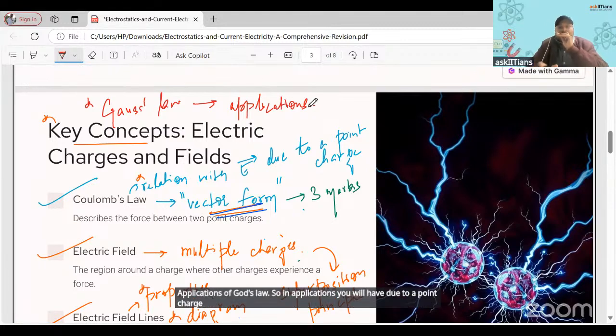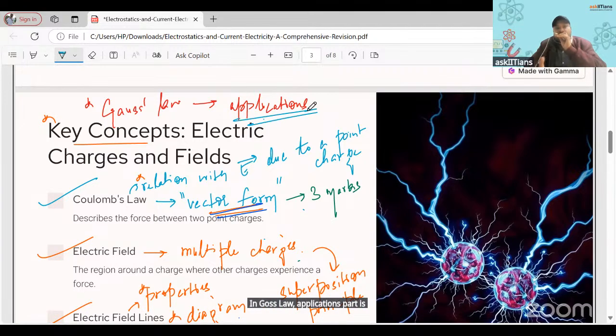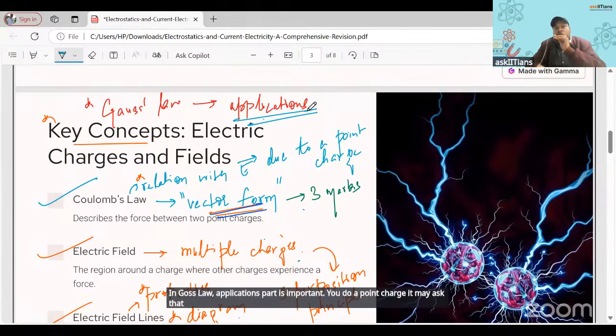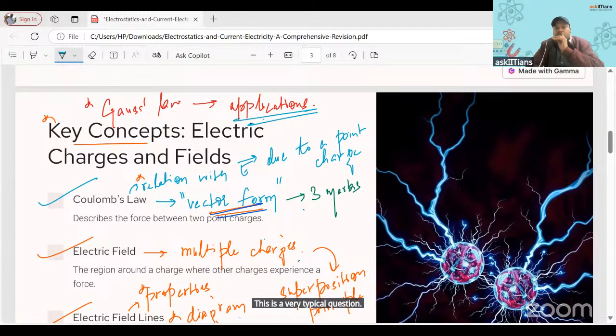I'm just writing it. I'll be sharing the syllabus also, with the applications that are important, but right now I'm discussing that in Gauss law the applications part is important. Due to a point charge, it may ask you to apply Gauss law in calculating the electric field due to a point charge. This is a very typical question which comes.